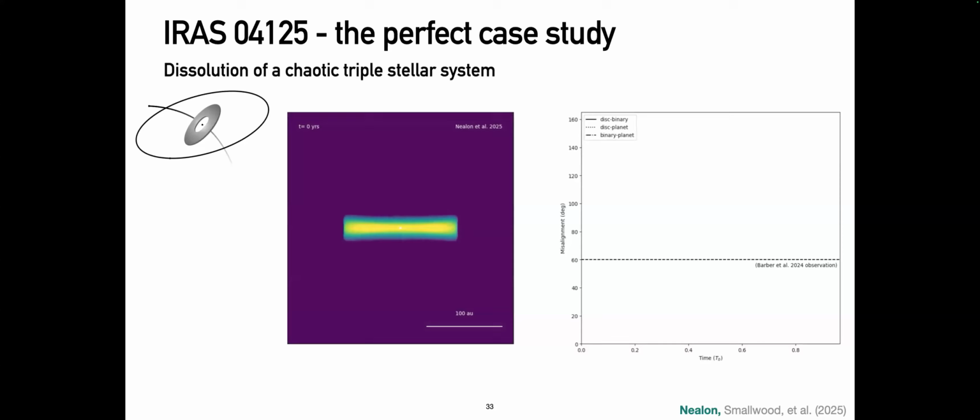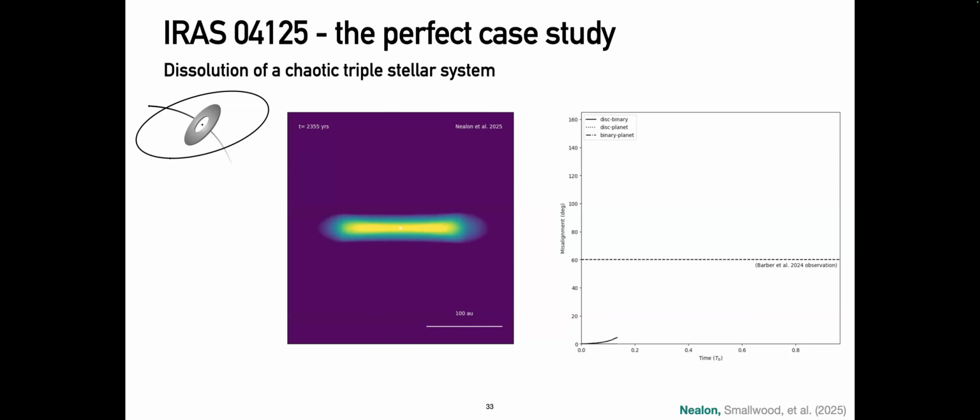Here I'm going to show you our best model. In the middle, we have the simulation. We're starting with the disk edge on. And on the right-hand side, we're plotting the misalignment between all the different components as a function of time. And the observation from Barber et al., the misalignment between the disk and the outer binary that they had, is shown by the dashed line that you can see there.